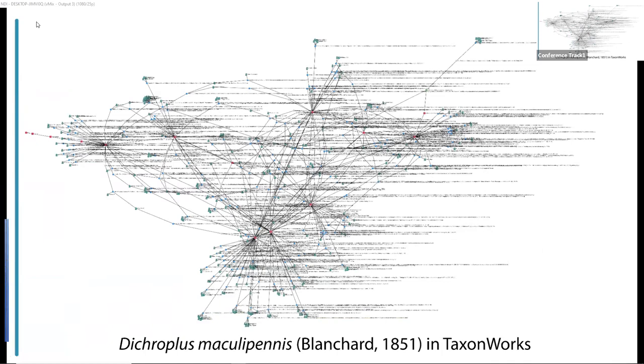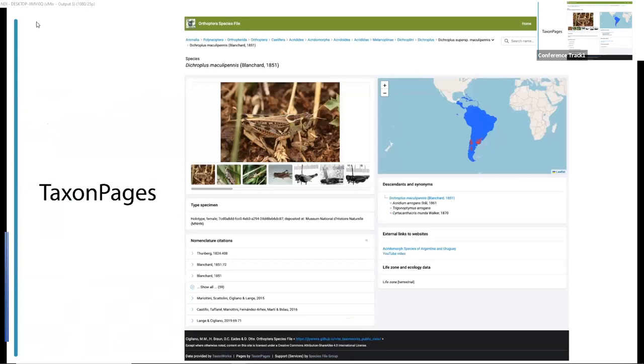And obviously this isn't too useful to people in its present structure. It looks kind of cool. But we transform that data and we present it on the web, perhaps as a taxon page and something that looks a little bit more familiar to people. So this is one quick example.